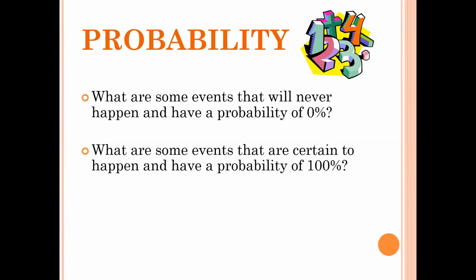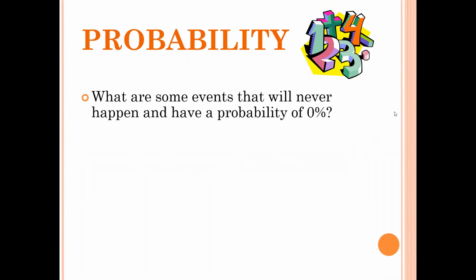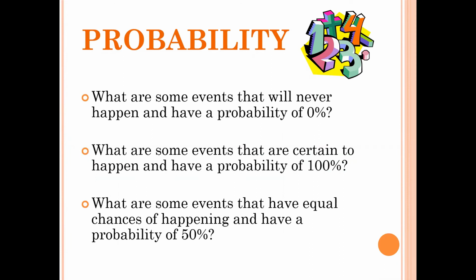Now let's look at some events which are as likely to happen as they are to not happen. So basically it's going to have a probability of 50%. Can anyone think of such examples? Yes, we could say that on tossing a coin, the chance of getting heads is 50%, because you could get either heads or tails.